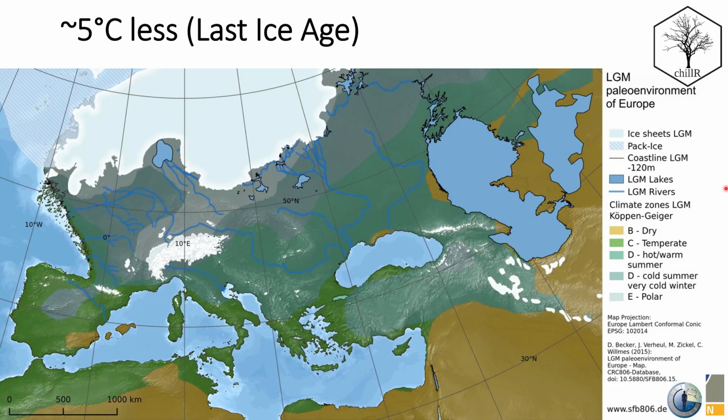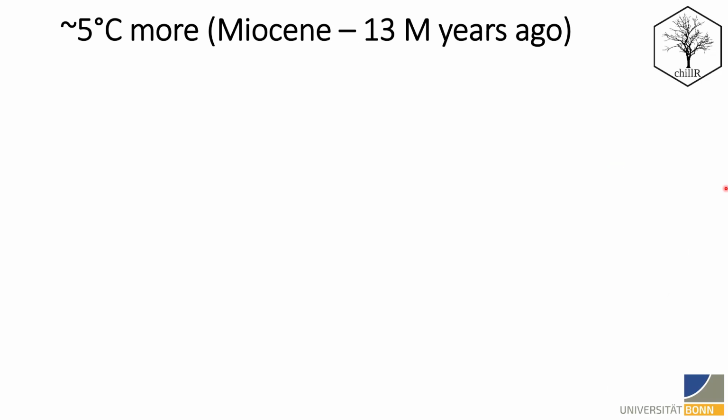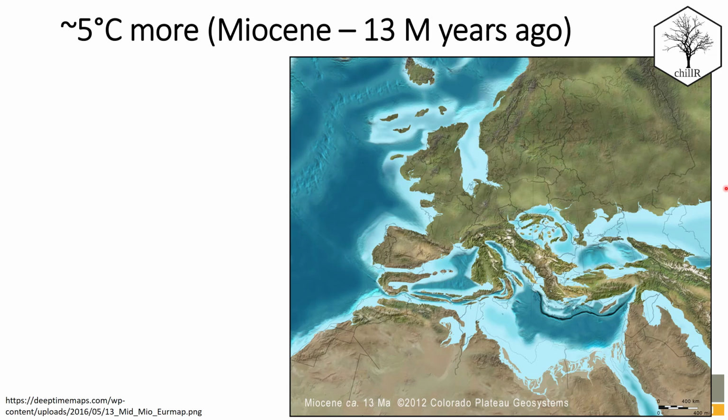But we're not talking about temperatures going 5 degrees lower again. We're talking about temperatures going up by possibly up to 5 degrees. So let's see what that looks like. We actually have to go quite a bit further back to see something that is similar in terms of temperature to the kind of scenario that is possibly coming up. Specifically, we have to go back to the Miocene, which is 13 million years ago. And that's what the world looked like, or Europe looked like then.